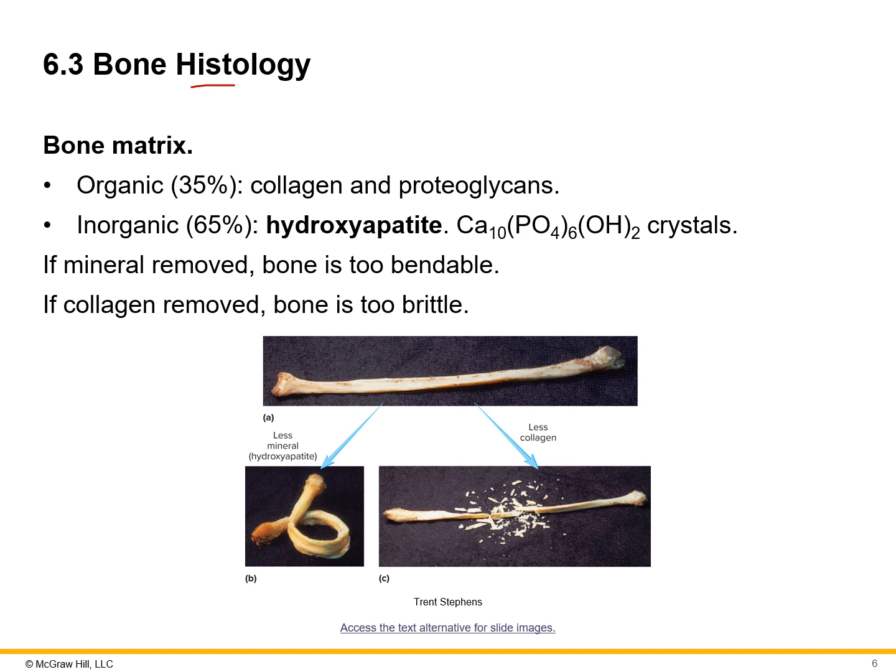Now, what about the bone histology? So what does bone look like under a microscope or looking at the tissue itself? So it's about 35% organic, so carbon and hydrogen containing, that's that collagen and the proteoglycans, but actually the majority of it is inorganic with a compound called hydroxyapatite, which is calcium phosphate and some hydroxyl groups, so these crystals that form. So if that mineral is removed, then the bone becomes too bendable, it's too flexible. If the collagen is removed, then the bone becomes too brittle.